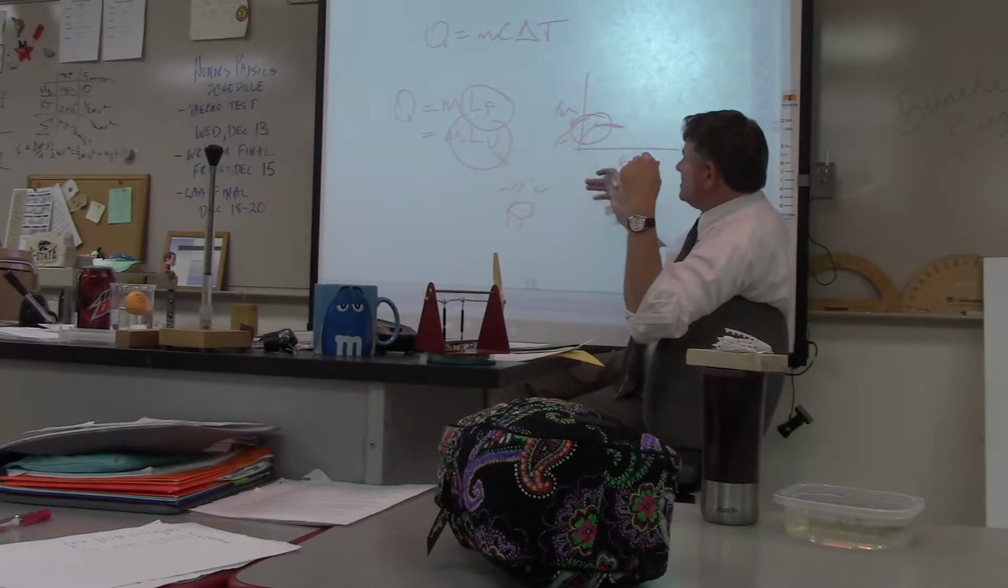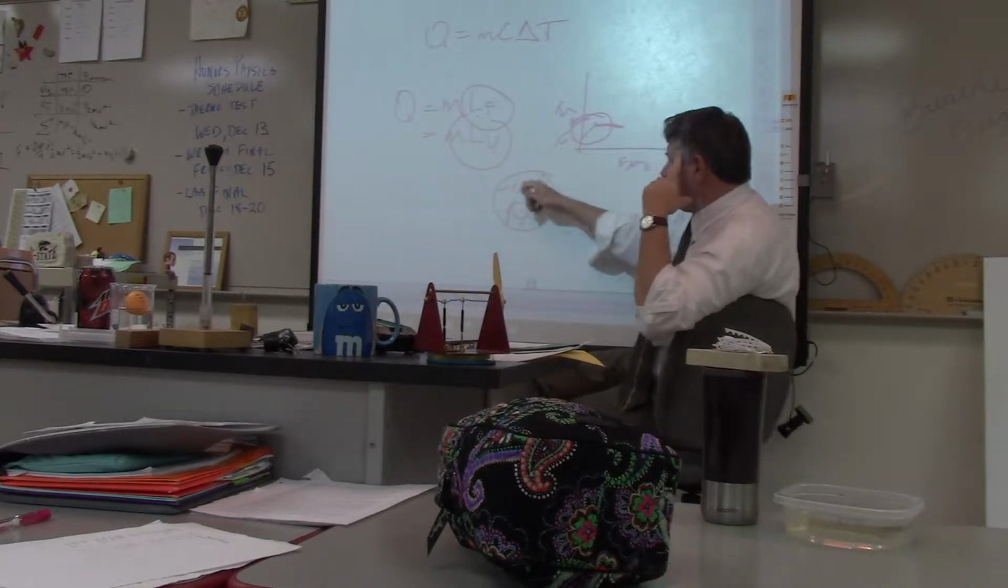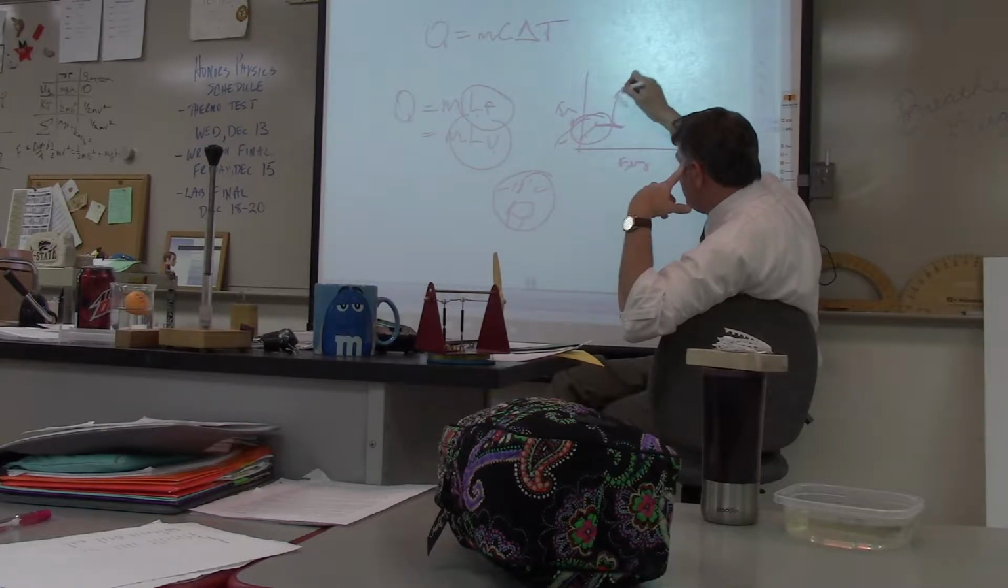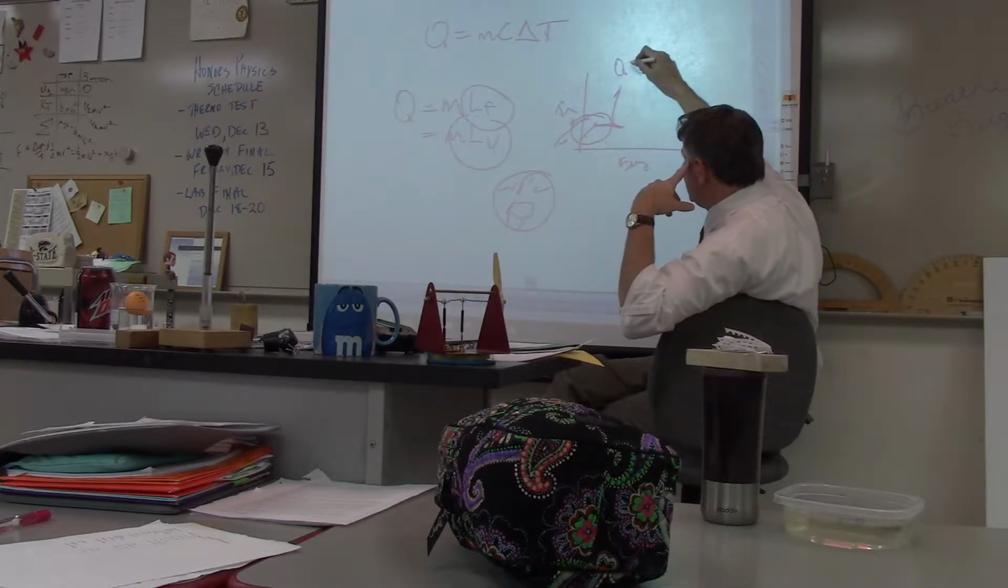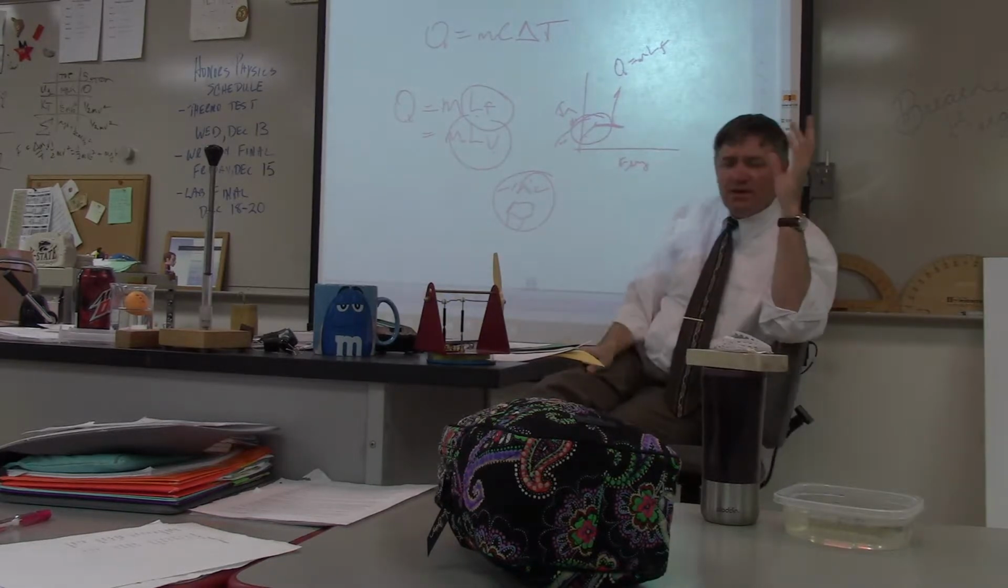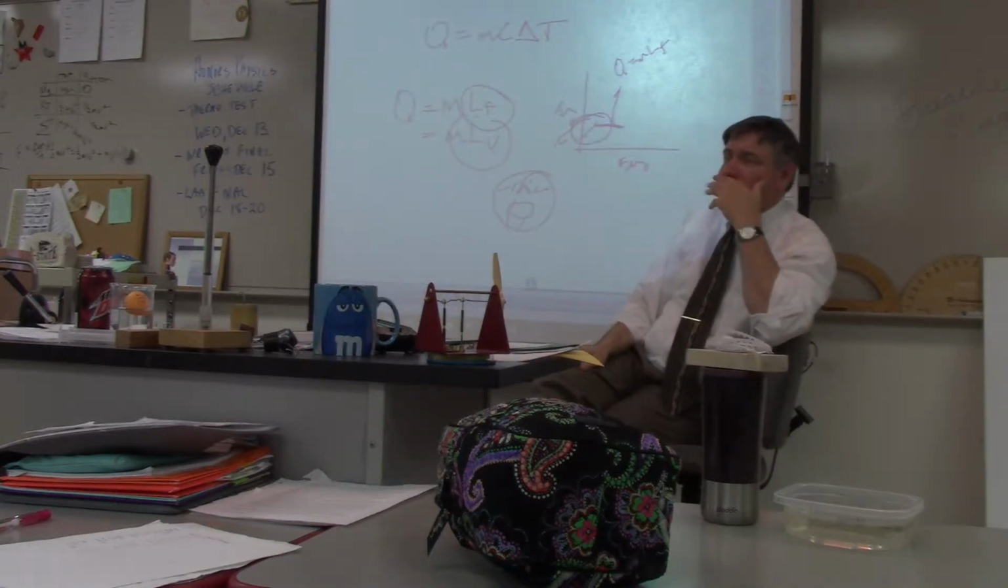Okay. So at this point, we're going to warm up the ice. That's going to take a certain amount of energy. Then we're going to melt it, and then we're going to use Q equals m times the latent heat of fusion. Now, what are the units for latent heat of fusion?